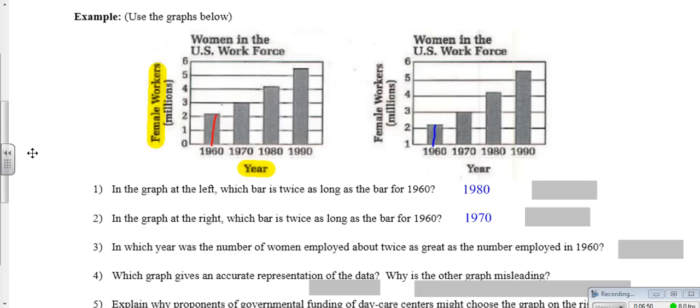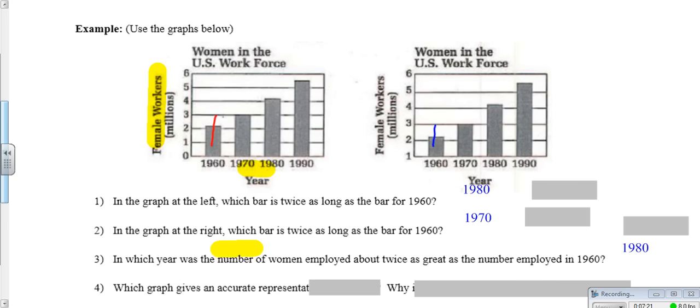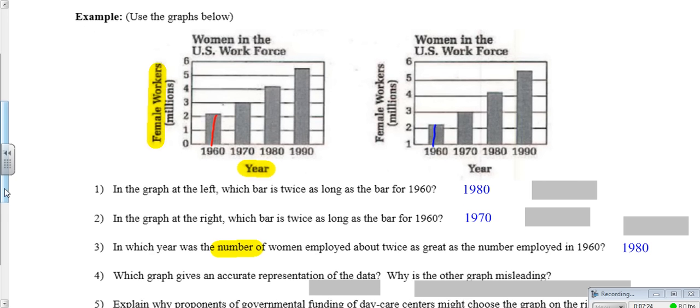Okay. In which year was the number of women employed about twice as great as the number employed in 1960? Now here they're saying which number, so now we want to look at the axes. Alright, so in 1960, it's 2 units high, so 2 million female workers. Which one is 4 million? 1980. Okay, so if you look at the numbers, you get the answer.